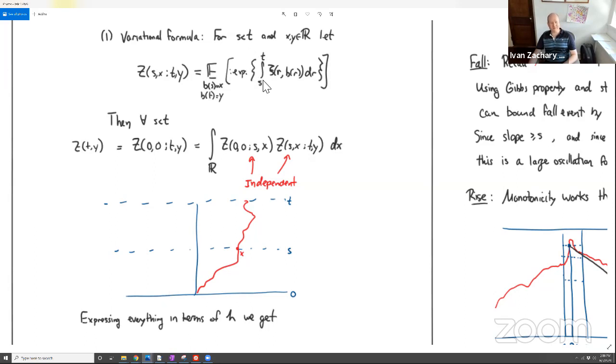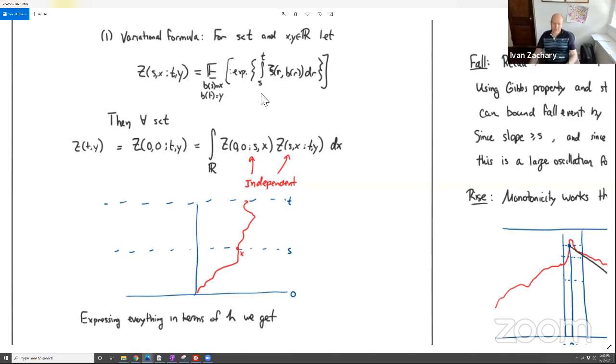And then you're using the fact that the integral is additive. I can split it up. The space-time white noise is independent on the two different time intervals 0 to s and s to t. And so I get independence of these two representations. Okay, so this is a fairly simple thing to say.